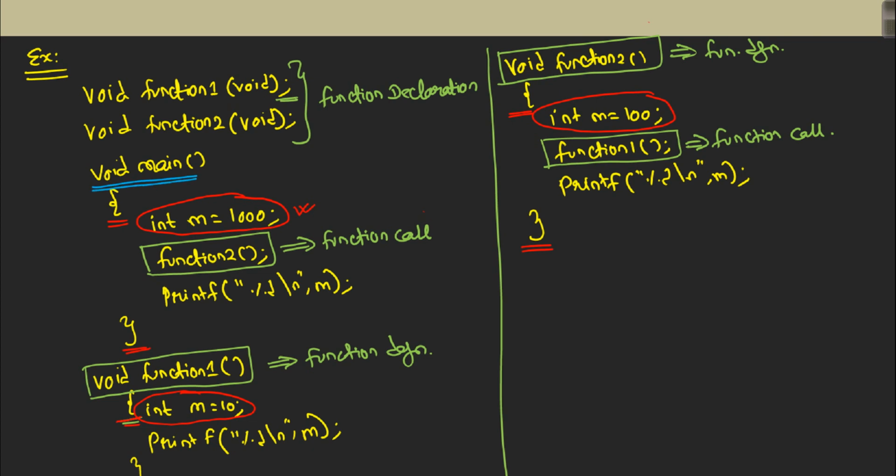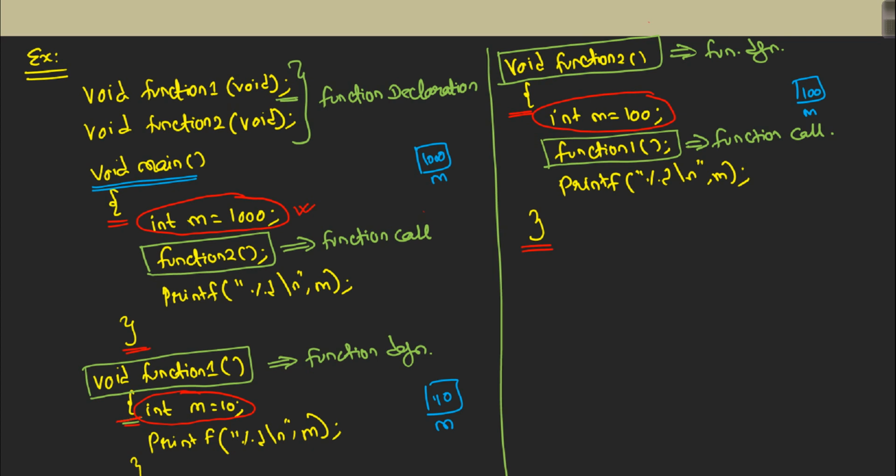You are entering into that. Currently inside the main function, you will have int m and the value will be 1000. Inside function 1 you will have int m and the value will be 10, and inside function 2 you will have int m and the value is 100. This is the idea, right?